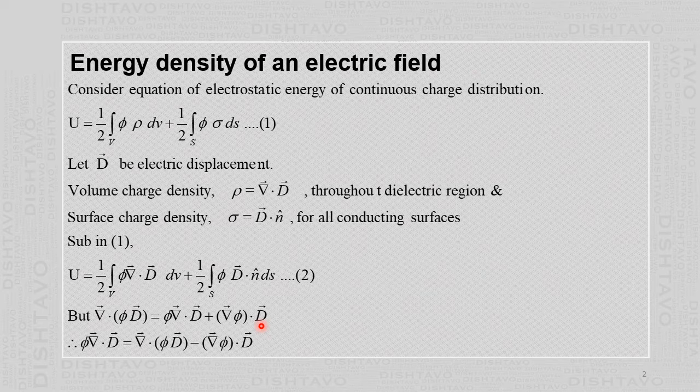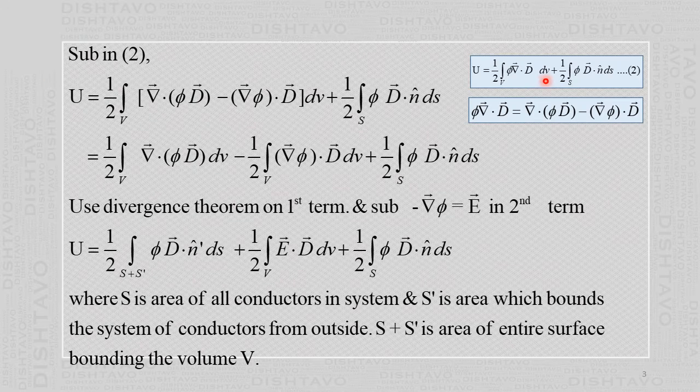Next we find phi del dot D. So we take this to the other side: phi del dot D equals del dot phi D minus grad phi dot D. Now we have found this in order to substitute it in equation 2, in the integrand of the first term. This was equation 2 on the previous slide, and this is what we found in the previous slide. So substitute this in the integrand of the first term.